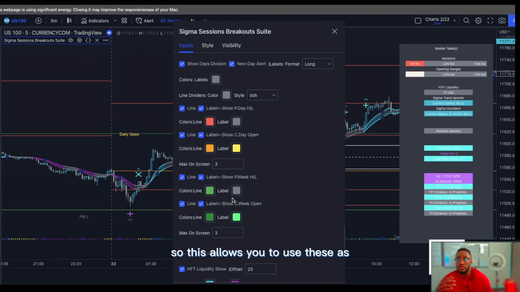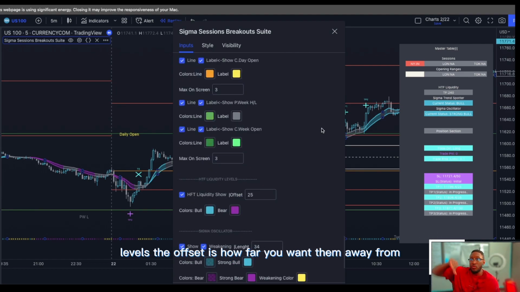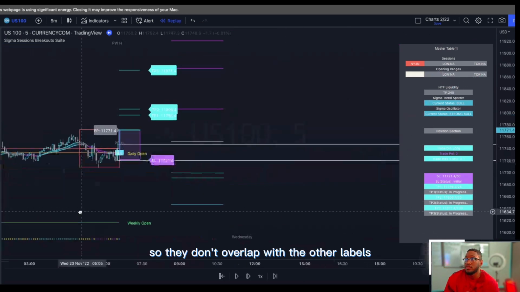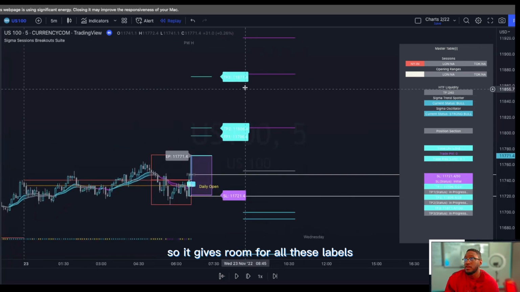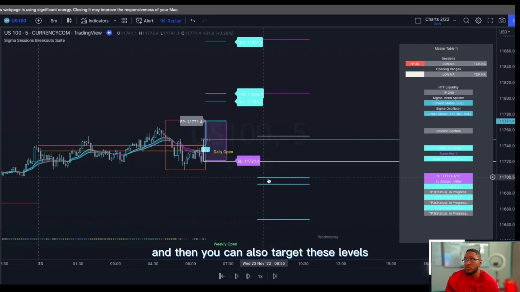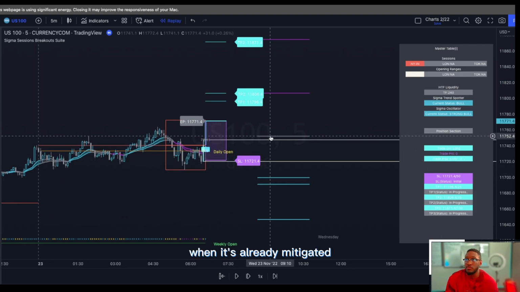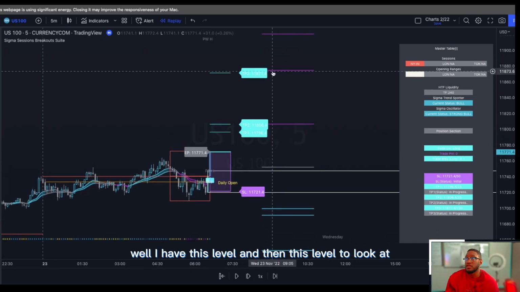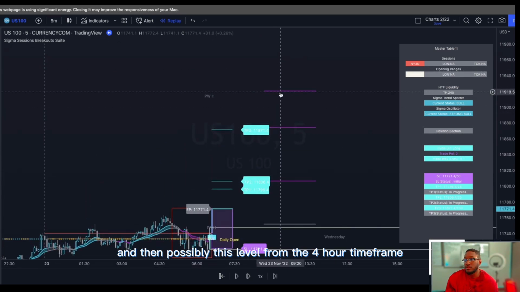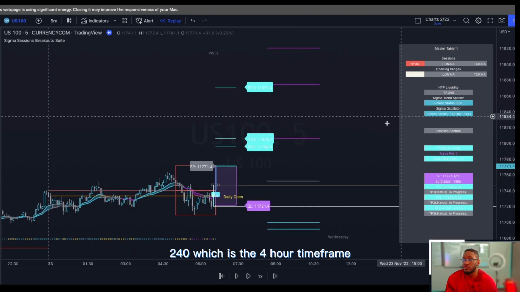So this allows you to use these as your support and resistance. So you can see you have the higher time frame liquidity levels. The offset is how far you want them away from current price, so they don't overlap with the other labels that you see here. So we have it set to 25, so it gives room for all these labels. Then you can also target these levels, and it will turn gray when it's already mitigated. And then you can say, okay, I have this level and then this level to look at, and then possibly this level from the 4-hour time frame. And it will tell you here, time frame 240, which is the 4-hour time frame.